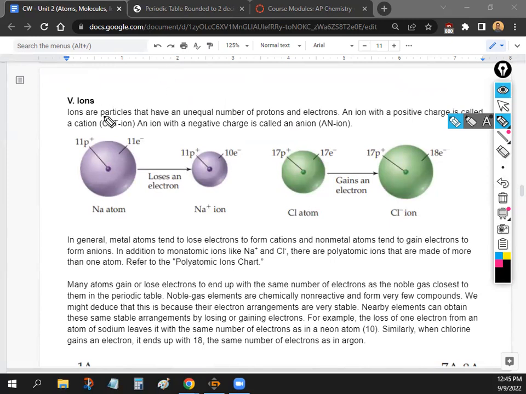Okay. Ions are when you have an unequal number of protons and electrons. So the number of protons does not equal the number of electrons. That's what an ion is. The opposite of an ion would be a neutral atom, which has no charge, and that's when the number of protons equals the number of electrons. Whereas an ion has a different number of protons and electrons.